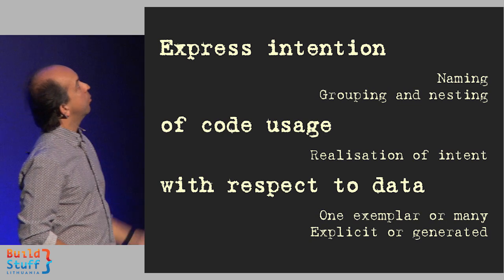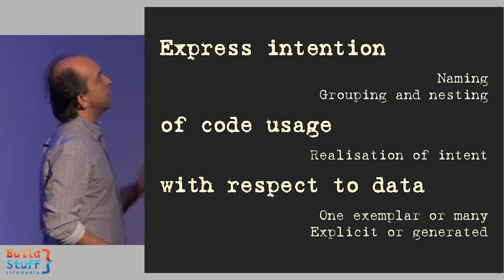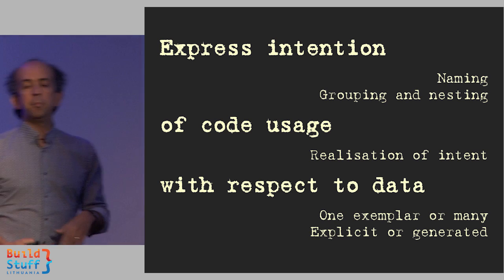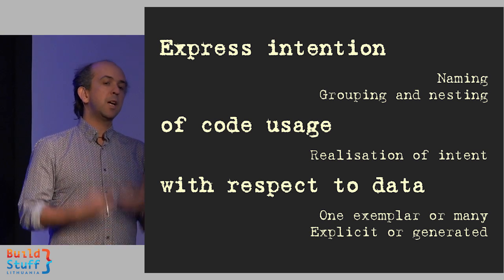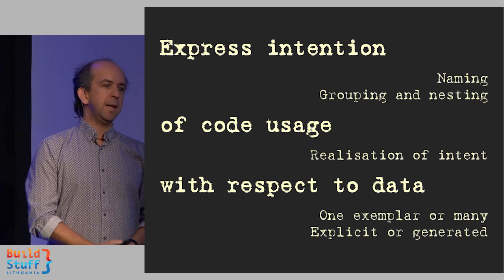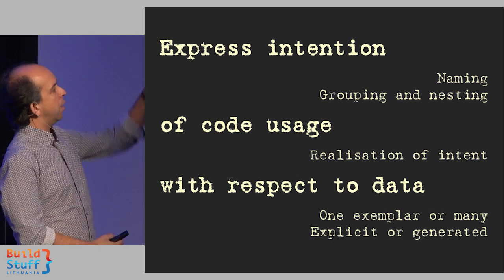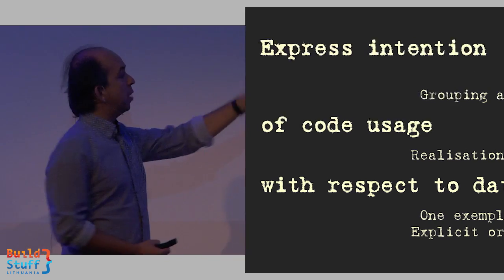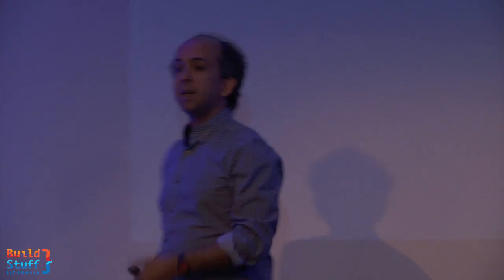But we might do it differently. We express the intention using names and grouping and nesting. We have a code usage example that realizes the intent. It's the code version of what the name is trying to say. And we might illustrate that with one example or many. Those examples might be explicit, as I did in the first example where I just used a single example, or even in the leap year where I used 2012, 1984, and 4. Those are 3 explicit examples, or alternatively I might generate them.